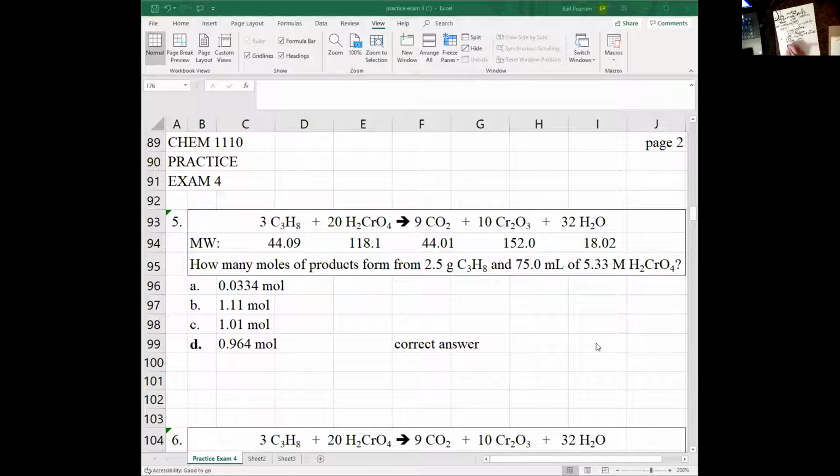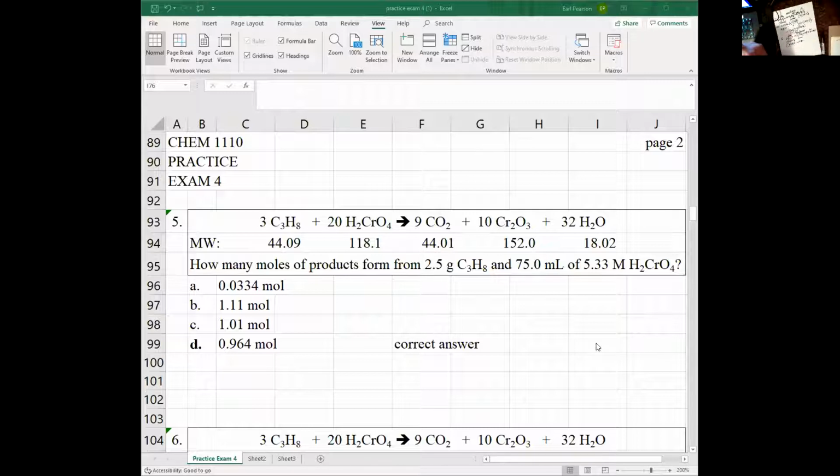So for this one, I'm getting 0.0189 and some more digits. For this one, 75 with an exponent of -3 times 5.33 divided by 20, I get 0.01998 and some more digits. So it turns out that this one is the limiting reagent in this case.